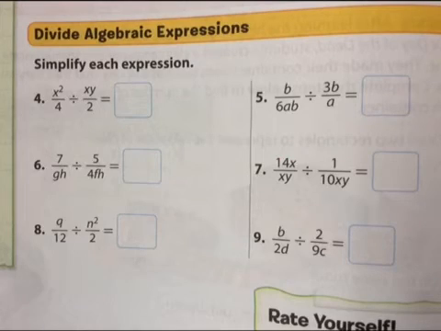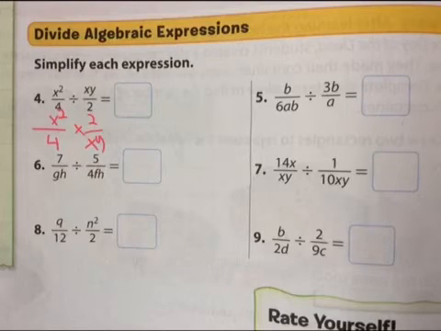Okay, now we're being asked to work with these algebraic expressions. Algebraic expression means it includes variables that we don't know their value of, but we know we can still work with them if we just follow the rules. Here we have x squared over 4 divided by xy over 2, right? So let's work with it. We write it out as a multiplication by inverting the second fraction, okay?